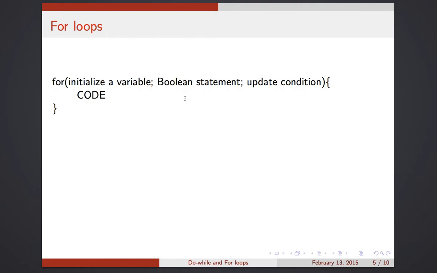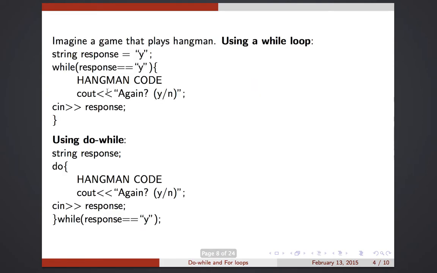You have 3 things inside of the parentheses for a for loop. The first thing you do is give a variable a value. The second thing you do is you tell it the Boolean statement that you want it to check every time. So remember the way a loop works, right? It doesn't matter what kind of loop. It's going to run as long as a certain statement is true, right? So back up here, as long as response is yes, it's going to run.